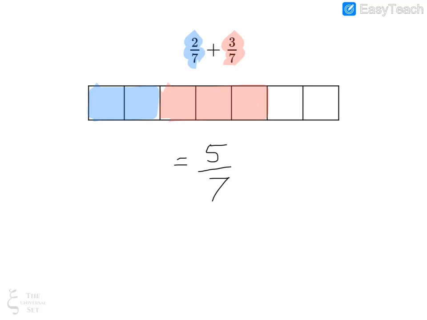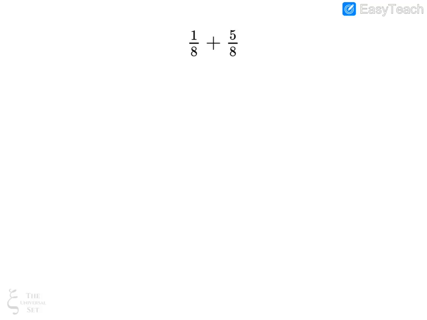Let's try another example without this picture to help us. I've got 1/8 and I'm going to add on to that 5/8. So we'll do it like we did before. 1/8 plus 5/8 is going to be, well, how many eighths will I have when I add them together? I know that the denominator is going to be the same. I'm going to have 1 plus another 5 of them. That's 6, isn't it? I've got 6/8.